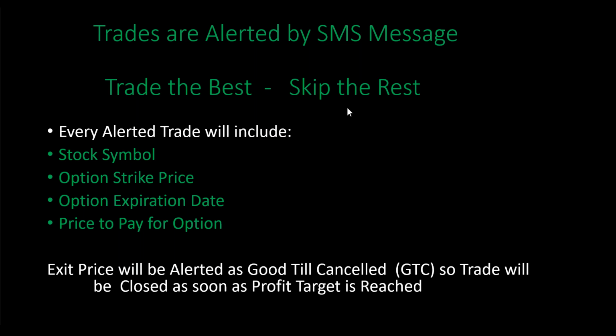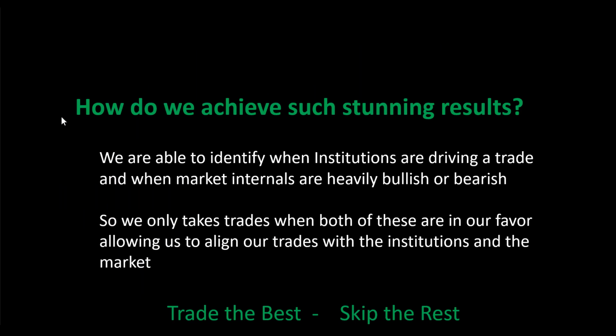Okay, so there's what you're going to get. And again, it's trade the best and skip the rest. How do we achieve these stunning results? Well, I've kind of covered this already. We're able to identify when institutions are driving a trade and when the market internals are heavily bullish or bearish. So we take the best trades when both of these are in our favor, allowing us to align our trades with the institutions in the market. Very, very important.